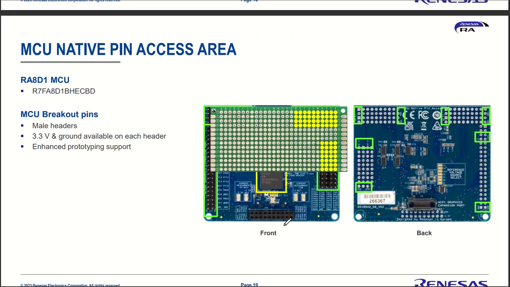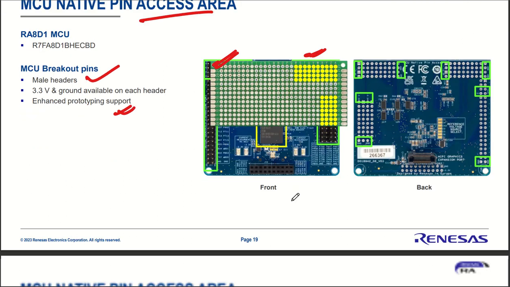Now, as you can see, the same native access area we just saw has male headers and enhanced prototyping support. So it has complete prototyping support. You can directly attach your daughter card or additional circuitry to these male headers, so that you can design your own circuits and debug them.